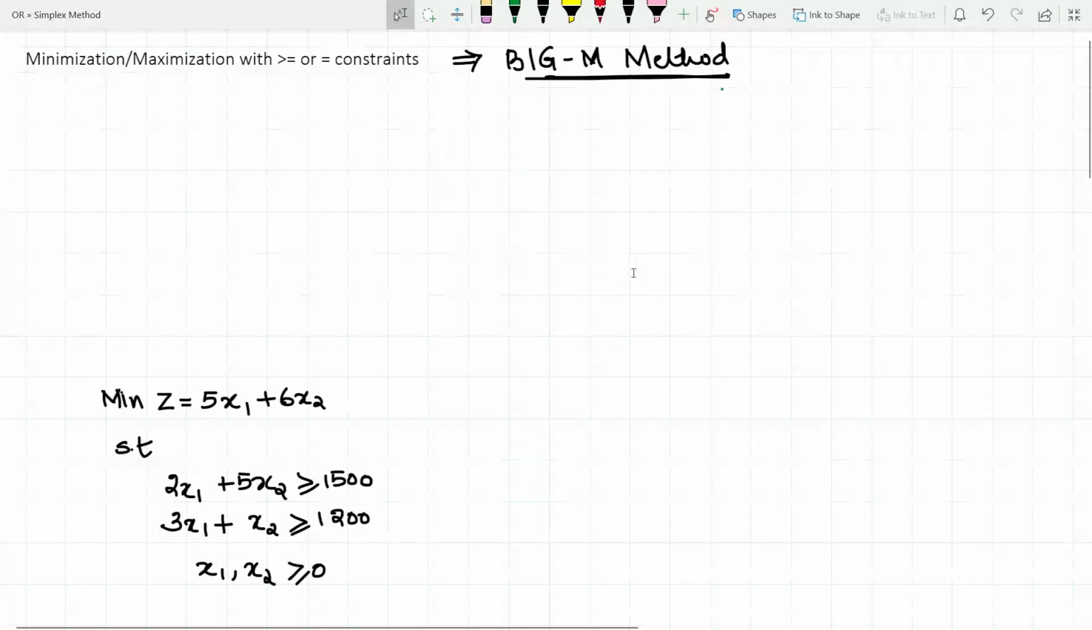So today, after the previous classes of studying the simplex method using less than or equal to constraints, now we go to the next method, where we will be doing minimization or maximization problems, whatever. But the difference is we are going to use less than, greater than or equal to constraints.